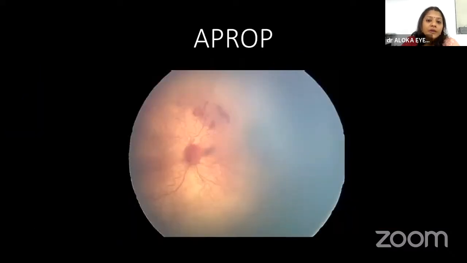Now, APROP, this terminology, aggressive posterior ROP, or now we call it as aggressive ROP, not even posterior. Posterior is because it is near to the disc and macula, but this ROP is very different, which means that it does not have stages. It does not go from stage 1 to 2 to 3 to 4 to 5. It will not give you time. It is going to detach the retina within days. And therefore, identifying aggressive posterior ROP and treating it at the right time is absolutely imperative.